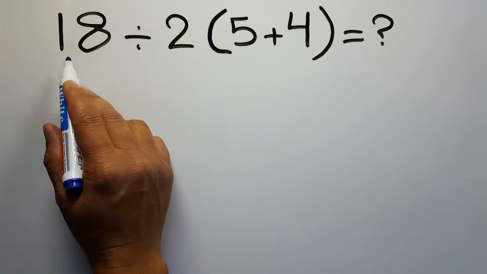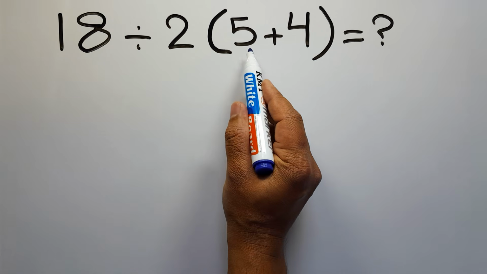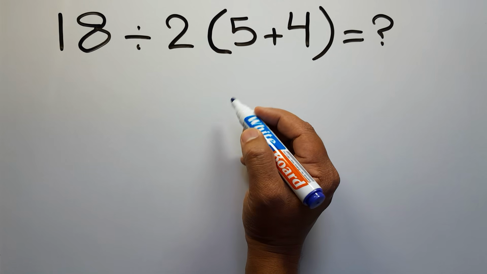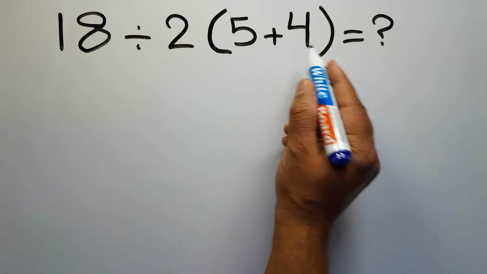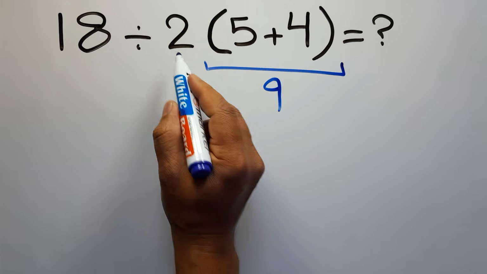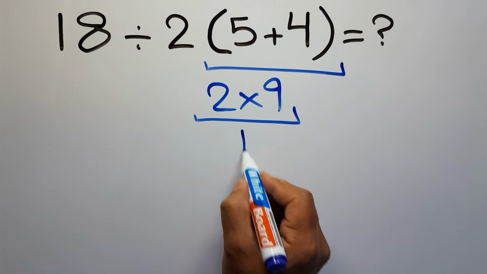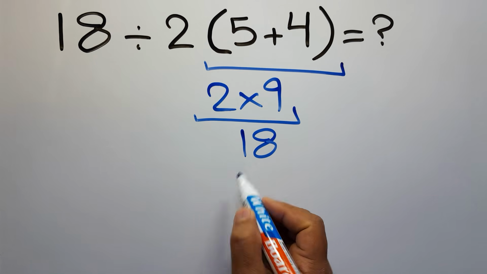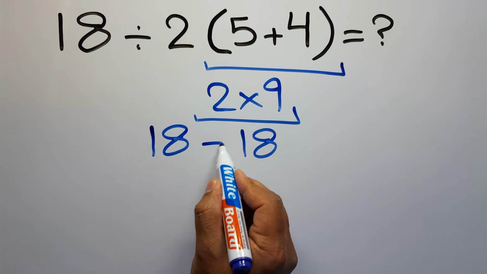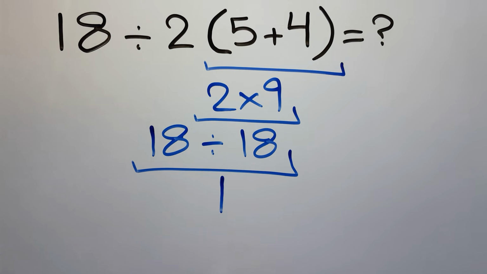In this video we want to find the value of this expression: 18 divided by 2, then times the quantity 5 plus 4. Are you ready to solve? Let's go and get started. 5 plus 4 gives us 9, and 2 times 9 equals 18. So 18 divided by 18 is just 1. But this answer is not correct.